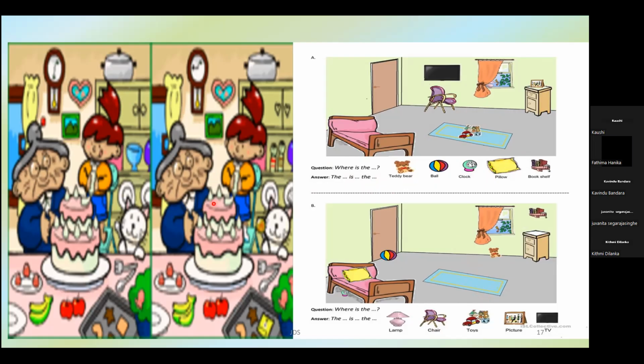This grandmother, there is something related to the grandmother. What is it? What difference do you find? There's a hairpin on her hair, but in the second picture, there's no hairpin. Here you have a hairpin. Here you don't have a hairpin. So the person who has this picture should ask, where is the hairpin placed? The other one should reply.